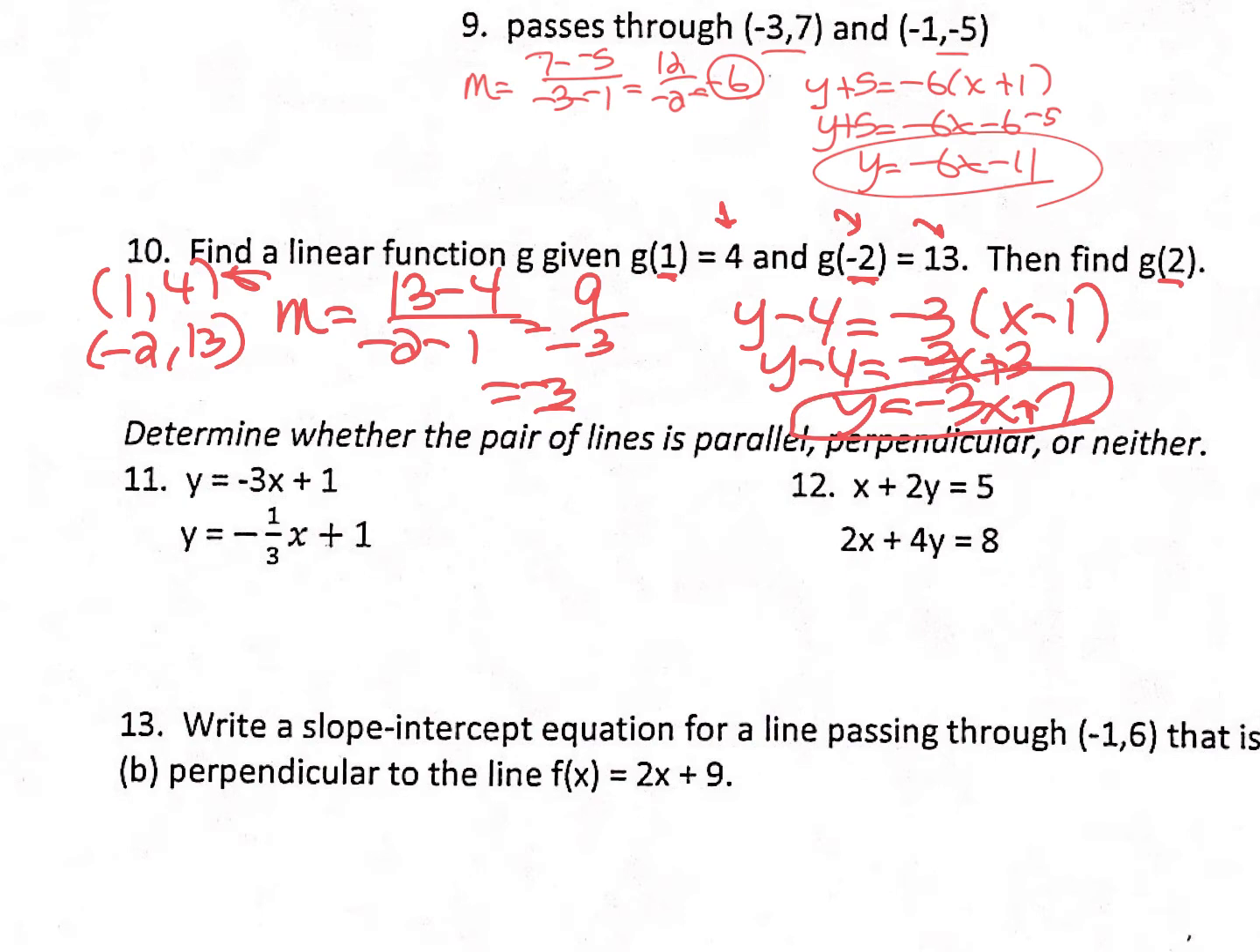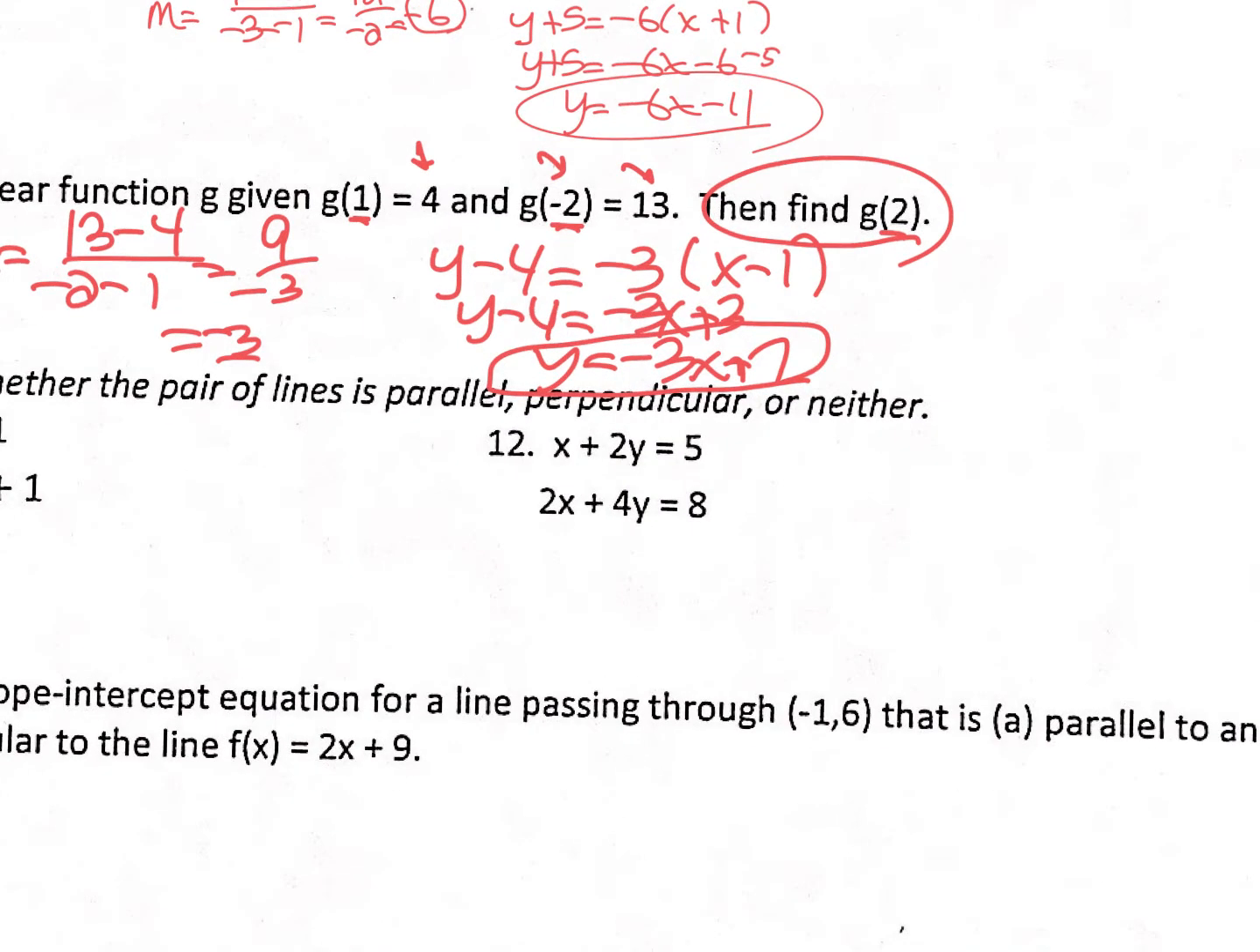Now, that's good, but what it asks you to do is to find g of 2. So to find g of 2, I'm actually going to take that equation and plug a 2 in for the x. So g of 2 is going to equal -3 times 2 plus 7.